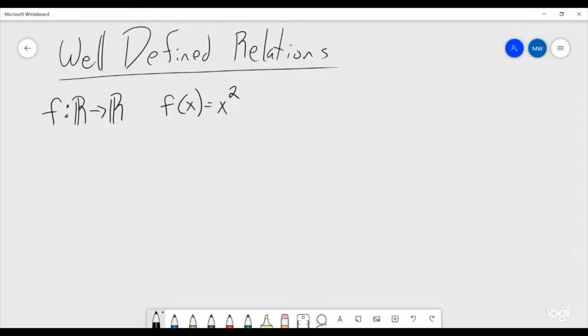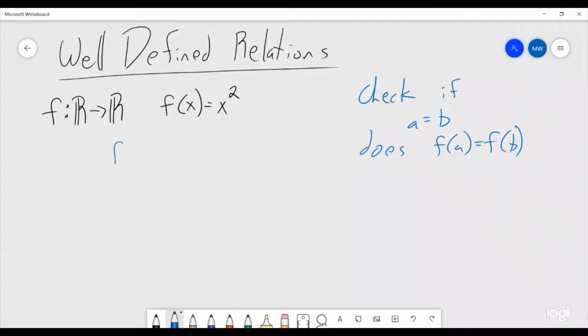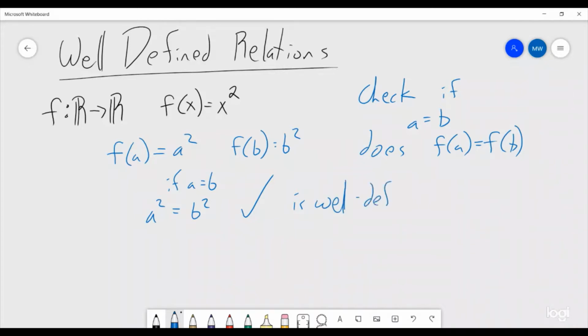So if we're trying to figure out if it is going to be well-defined, what we have to do is check: if a equals b, does f of a equal f of b? If that's the case, then it is going to be well-defined. So if f of a equals a squared and f of b is equal to b squared, well, if a equals b, then a squared is equal to b squared. So yes, this is going to be well-defined. So this is going to be an example of a well-defined relation.